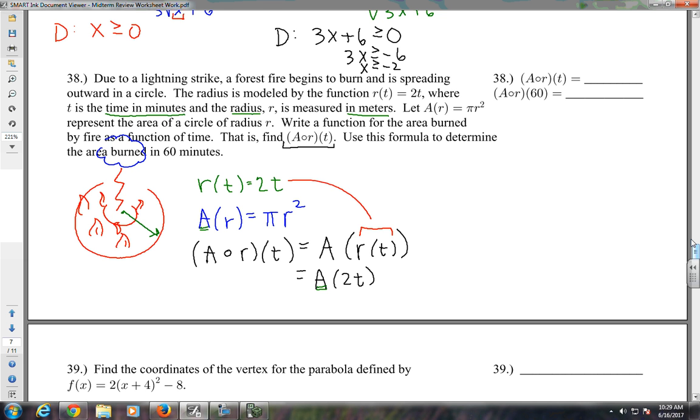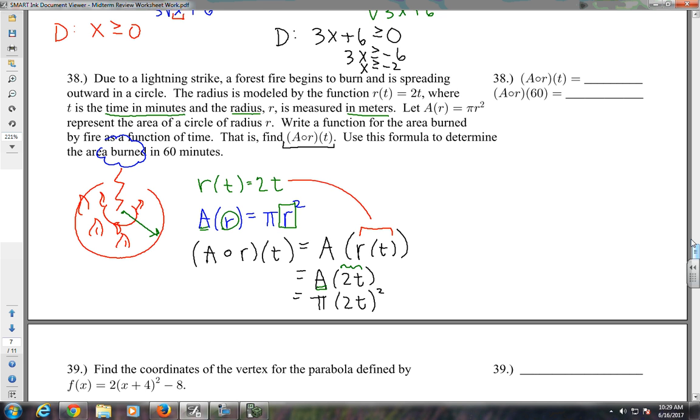Next, I'm going to go to the function called A. There it is right there. I'm going to find the argument. In this case, it's called r. And I'm going to plug the 2t into that box. So I have pi times 2t squared.